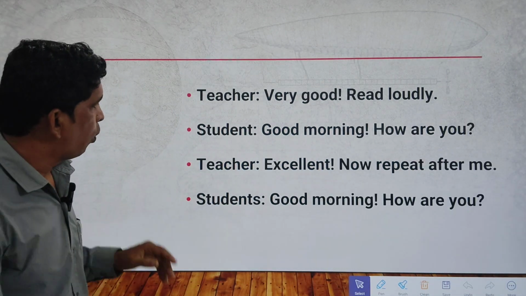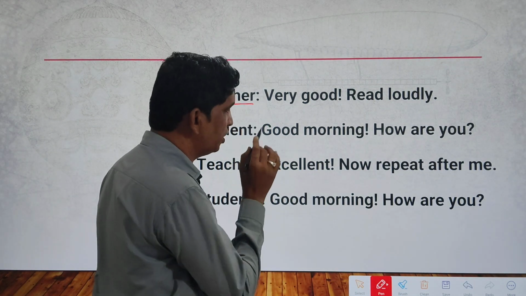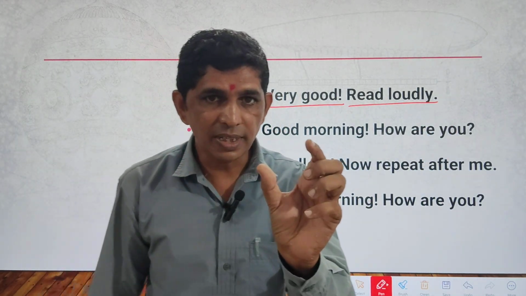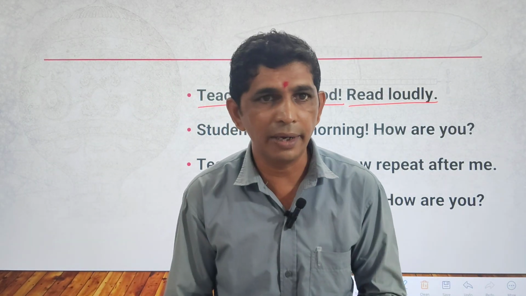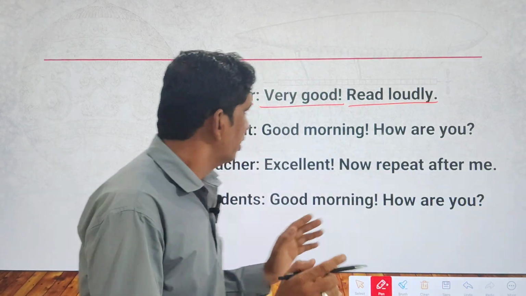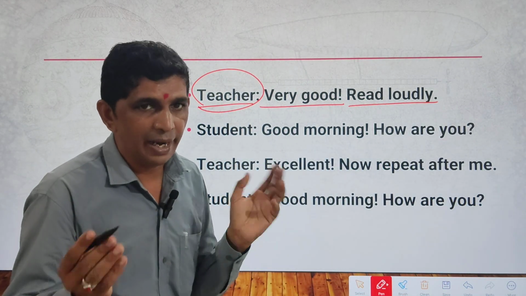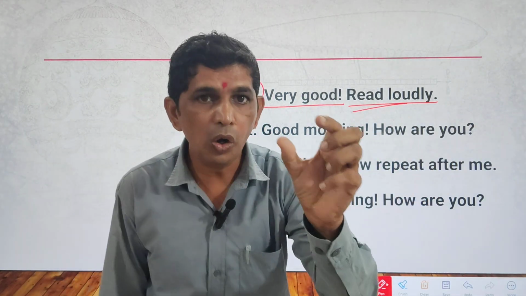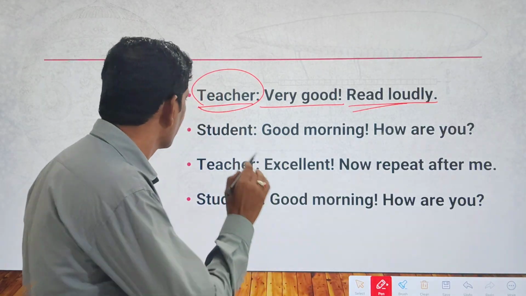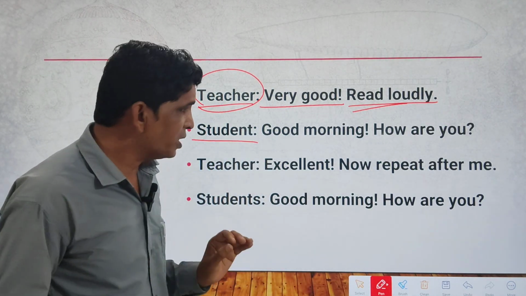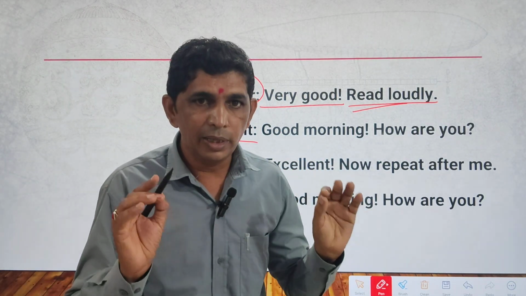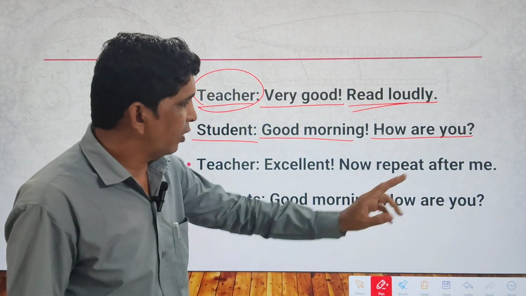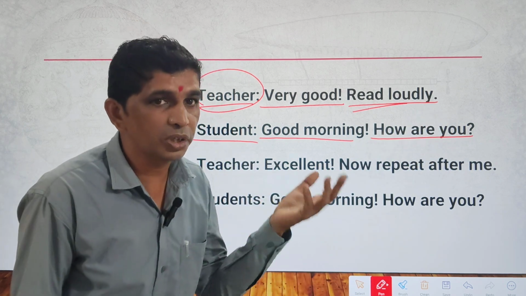Now the teacher will say to the student, very good, read loudly. Whenever the student told the teacher that I can read, the teacher became very glad and said, very good. And he said to the student, read loudly, not slowly but loudly. The student says, good morning, how are you? The student read the first sentence as good morning, and the second sentence is how are you, in the way he asked a question to the audience, teacher or students.